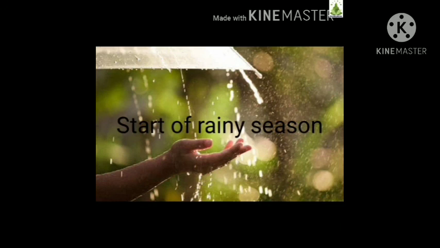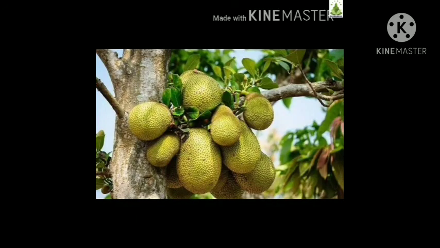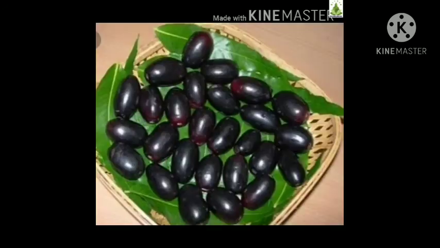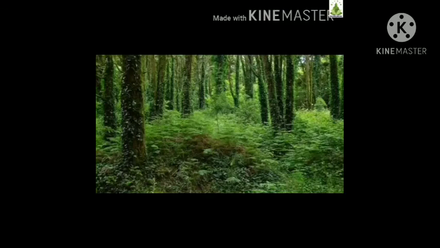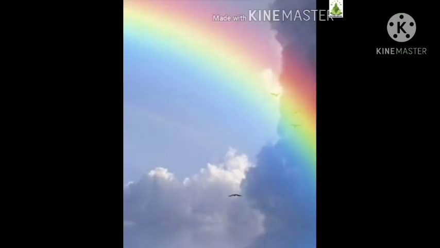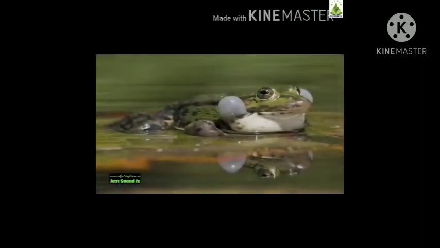In June, rainy season starts. By this time, we get jackfruit, jamuns, karvandas to eat. We can also observe that it becomes green everywhere, and we can see rainbows in the sky. As it becomes wet everywhere, frogs come out, and we also hear the loud noise of frogs croaking.